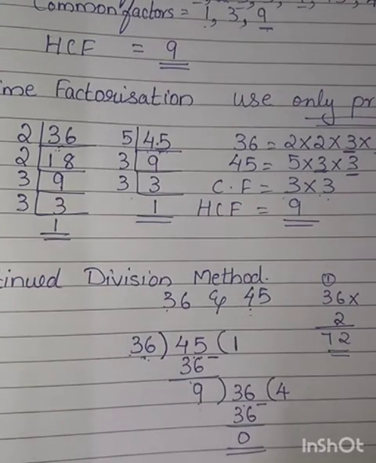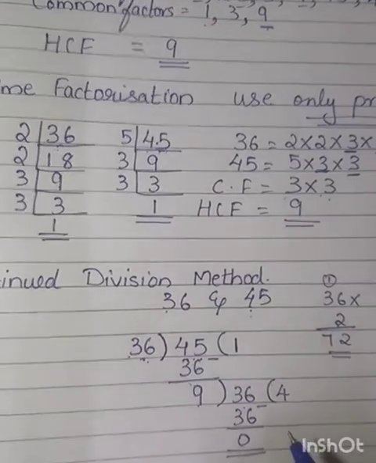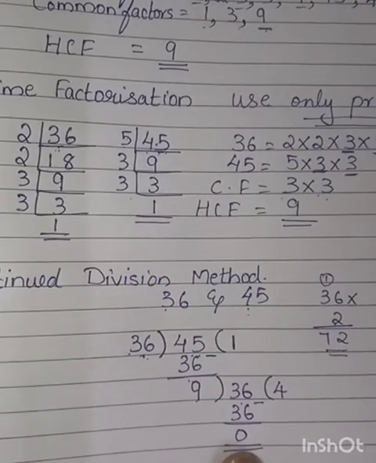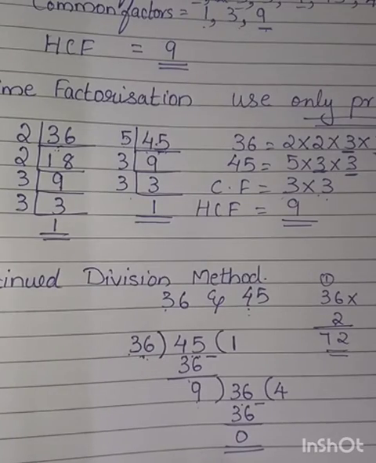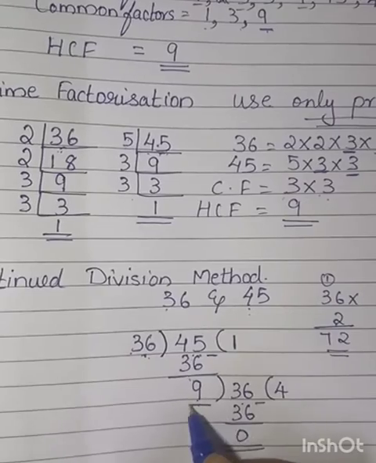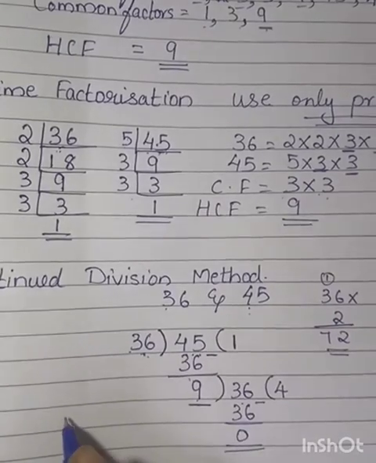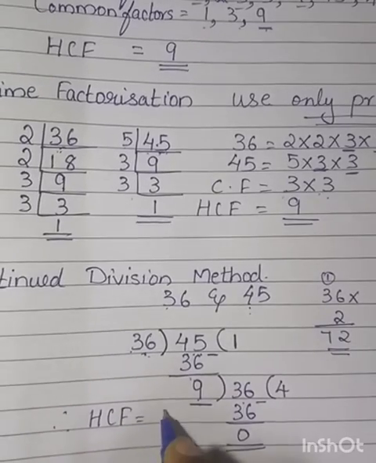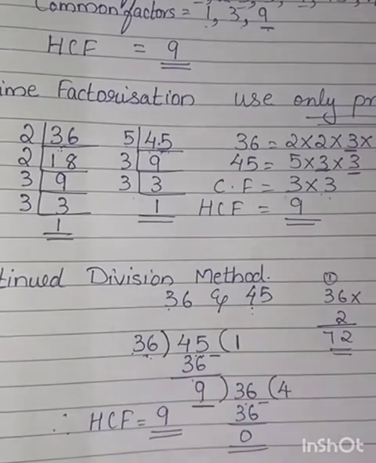Okay, now how to find the HCF? Once you have completed the continued division method, the HCF is the last divisor. So here our last divisor is 9. Okay, so therefore HCF is equal to 9.